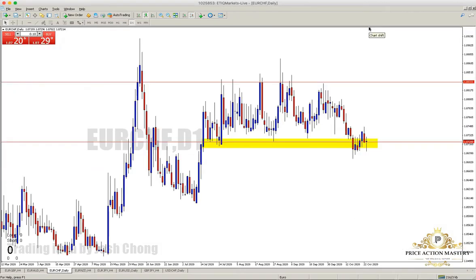And next will be euro CHF. Basically euro CHF is quite struggling, but I'm seeing a downside struggle. Sell will be much better than the buy option.